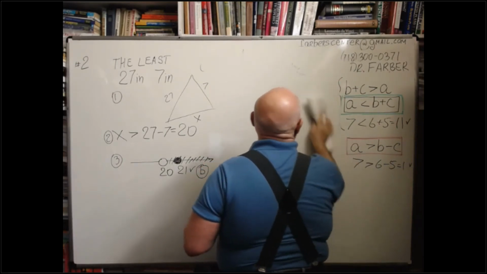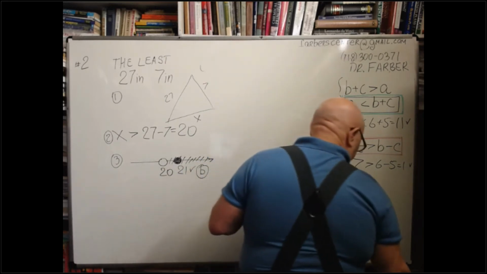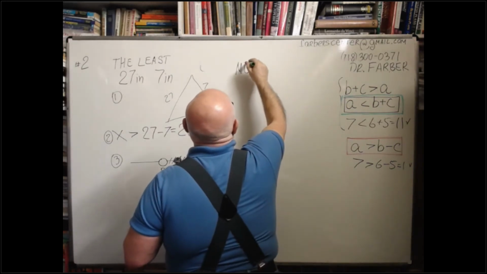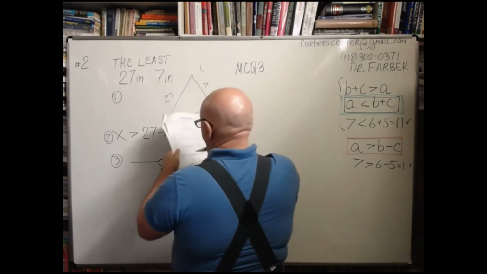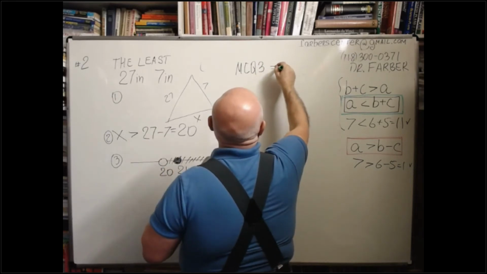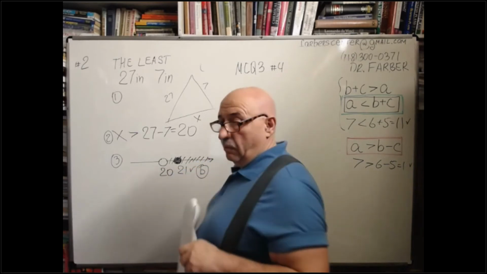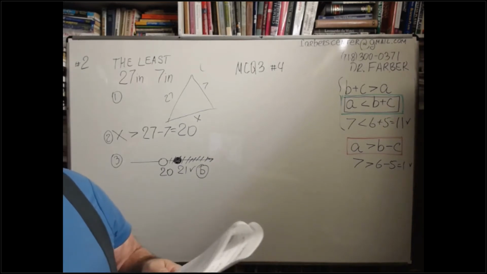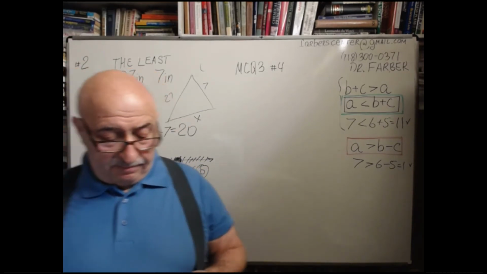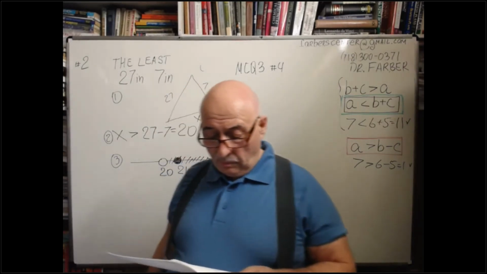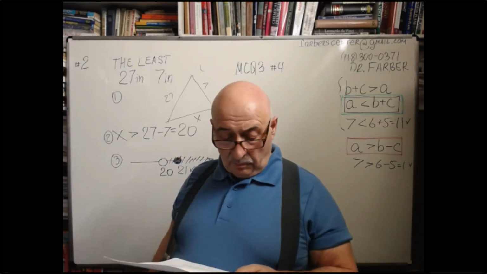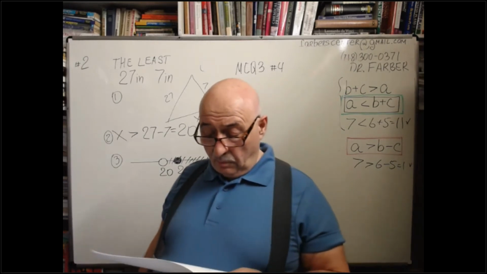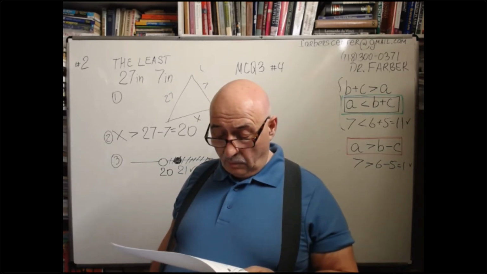For instance, MCQ3, number 4. Georgie, could you read it, please? Which of the following is the least possible measure of the third side of the triangle if the other two sides measure 9 feet and 3 feet?